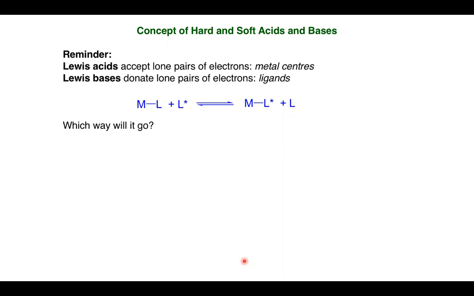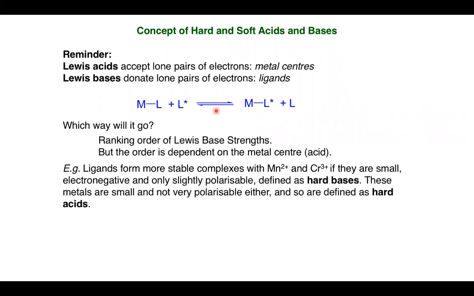So the metal-ligand bond is ML, and if we're exchanging that for the new ligand L star, what controls the position of this equilibrium? The ranking order of Lewis base strengths needs to be compared to the acid behavior of the metal. Ligands form more stable complexes with manganese 2+ and chromium 3+ if they're small, electronegative, and only slightly polarizable, which are defined as hard bases. These metals are small and not very polarizable either, and so are defined as hard acids.